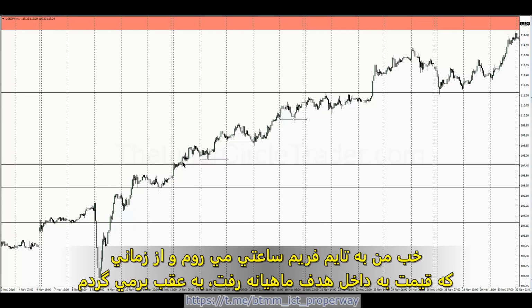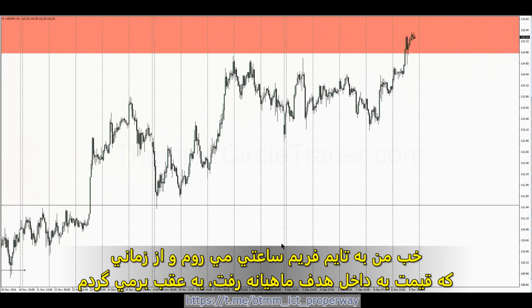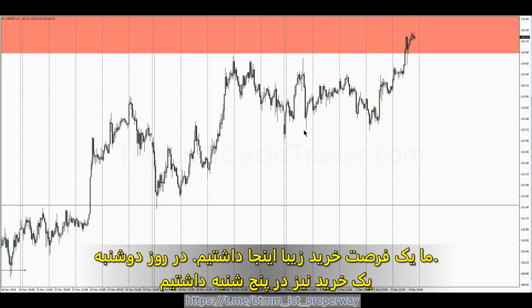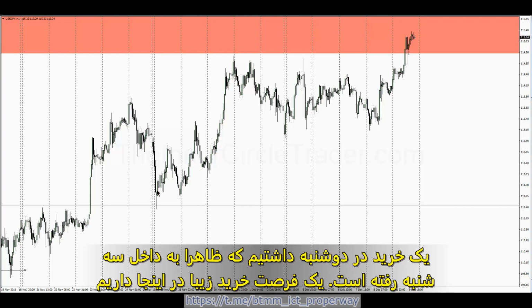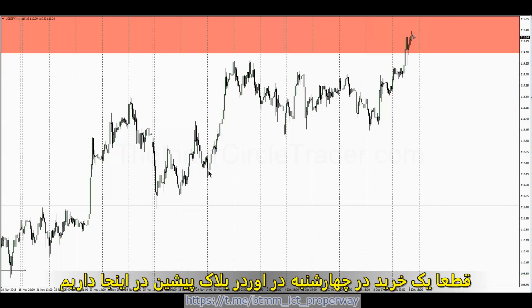So I'm going to zoom out to the hourly. We're going to scroll back from the time at which price did trade up into the objective based on the monthly chart. We had a nice buying opportunity here on Monday, and there was a Thursday buy as well. We have a Monday buy, a nice, looks like a crossover into Tuesday. Nice buying opportunity here. Definitely a Wednesday buy in the previous order block here.